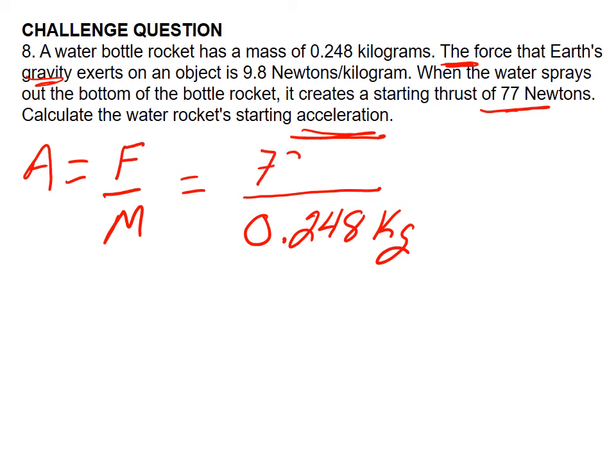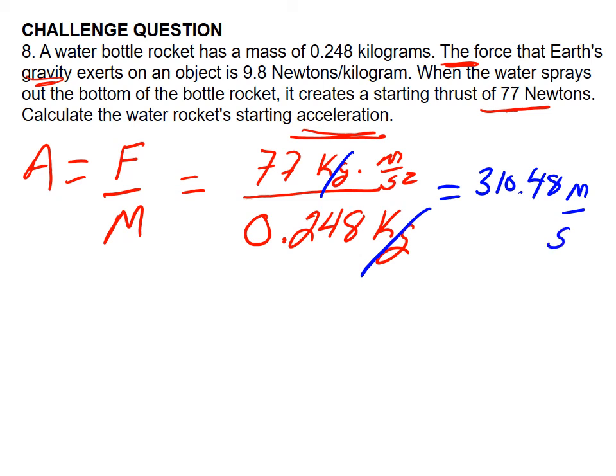So we know that 77 newtons is the same as saying kilogram times meter per second squared. So we know that the kilograms will divide away. And then we have 77 divided by 0.248. Run that through your calculator, you get 310.48, and the unit left is meter per second squared.